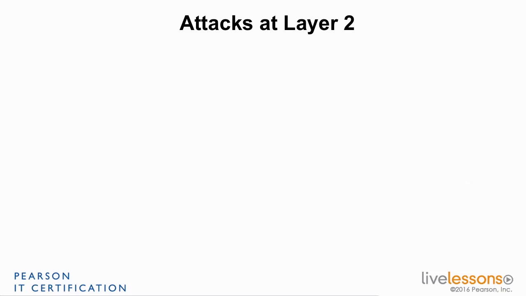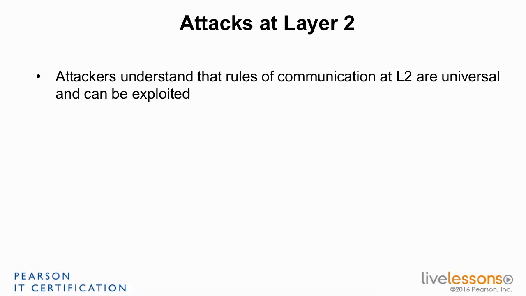So just like we have an understanding of how Layer 2 works, so do the bad guys. The bad guys understand that ARP and RARP and these protocols that we learned about in the last lesson can also be used for bad things, okay? Because these rules are universal. Whether they are used for good or for bad, they are rules of how network communication works.